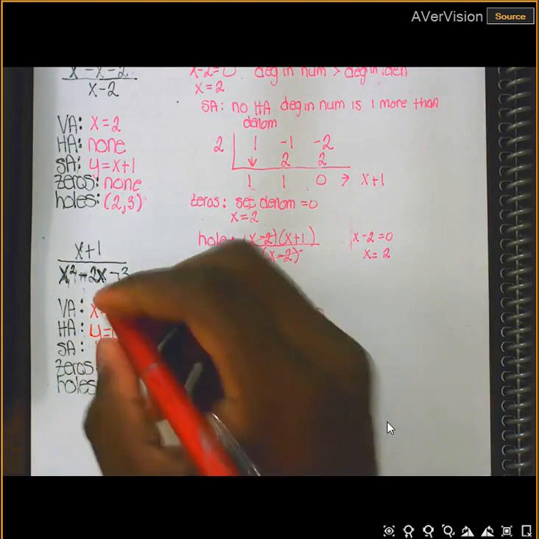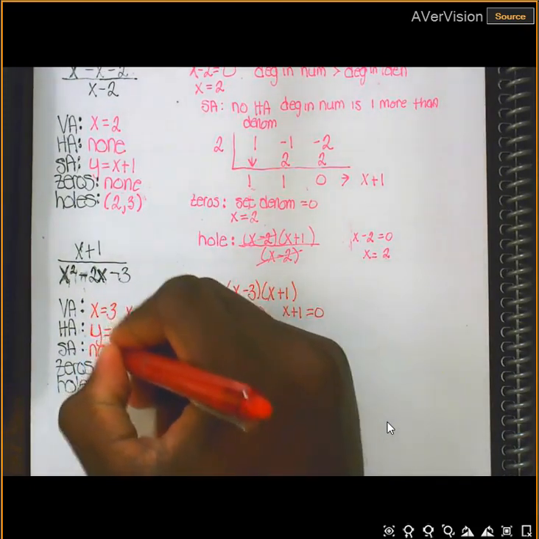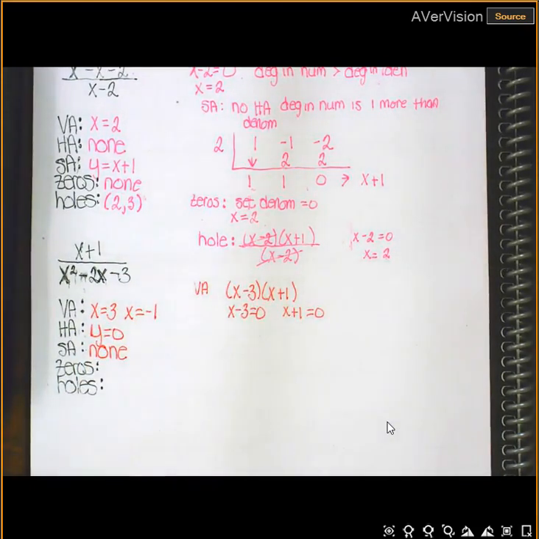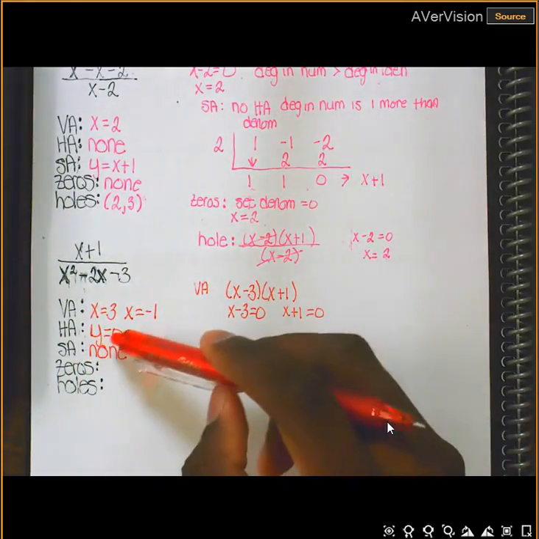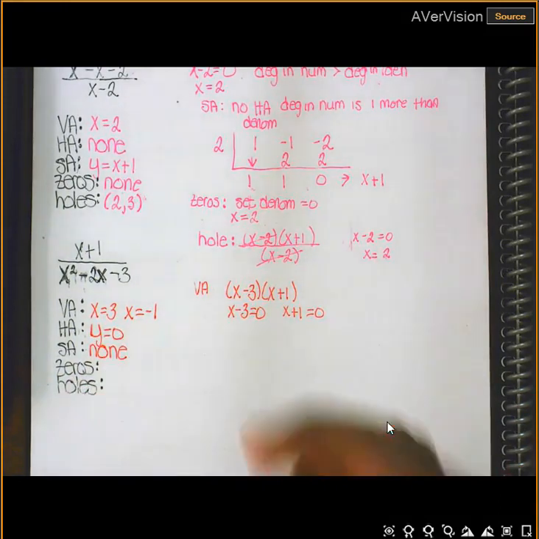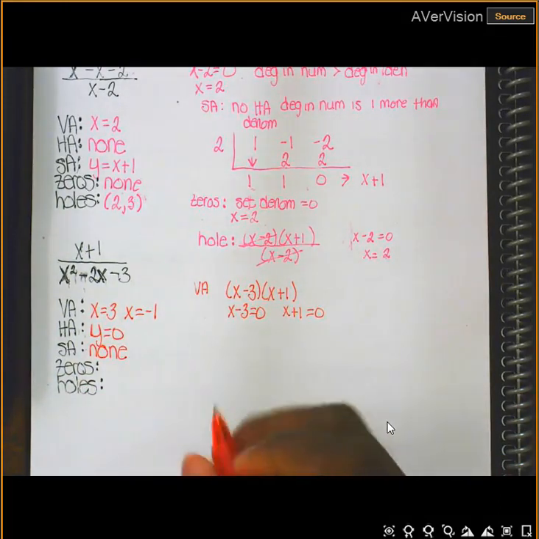We do not have a slant asymptote. Why is that? Right. Because we have a horizontal asymptote, we cannot have a slant asymptote. You can't have both. All right.